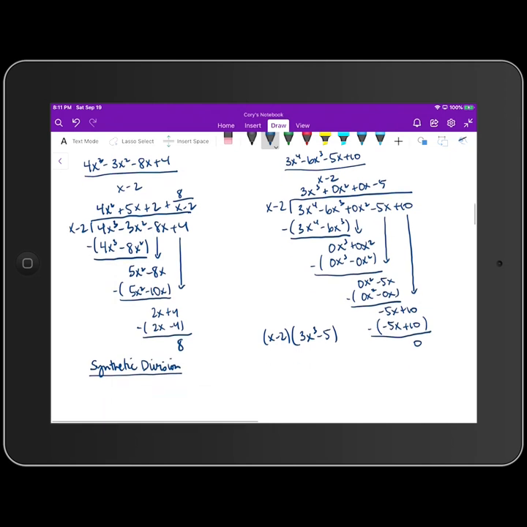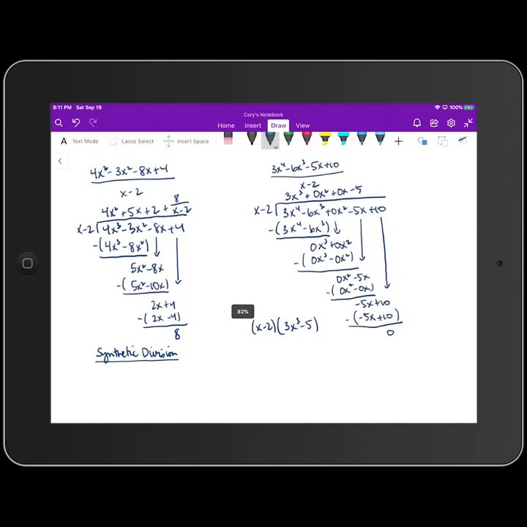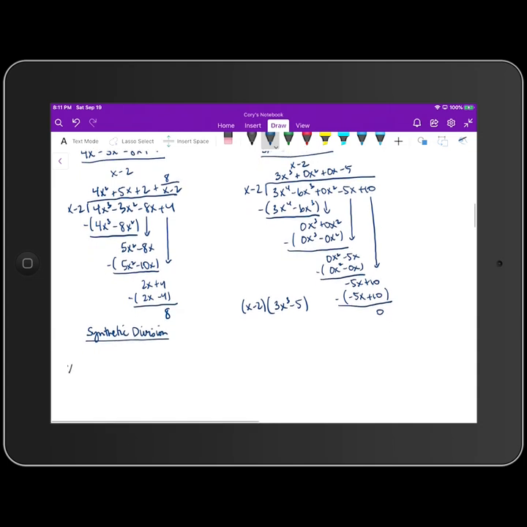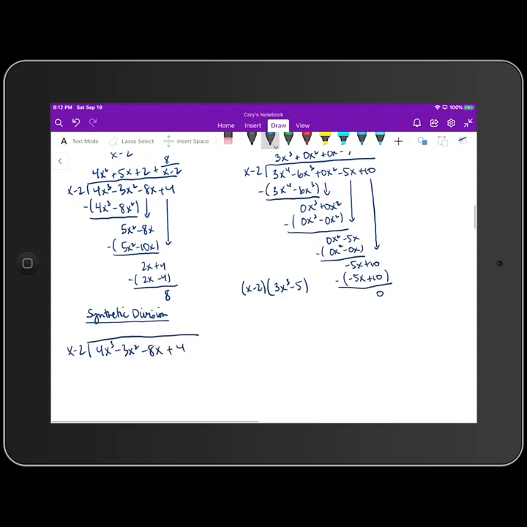Okay, now we're going to work through these same two problems using a more efficient technique called synthetic division. With synthetic division, again, it only works when we are dividing a polynomial by something of the form x plus or minus some number. So if we're going to take the same problem, we're going to take x minus 2 and divide it into this polynomial here, 4x cubed minus 3x squared minus 8x plus 4.